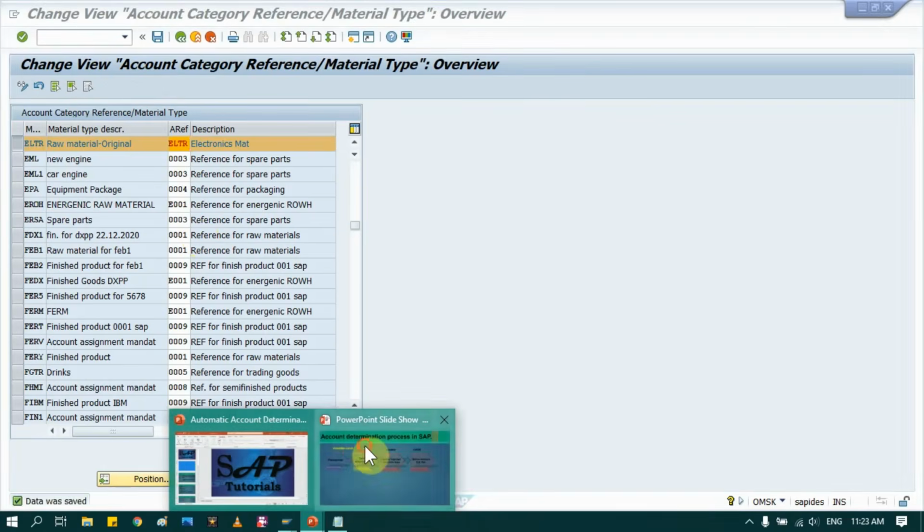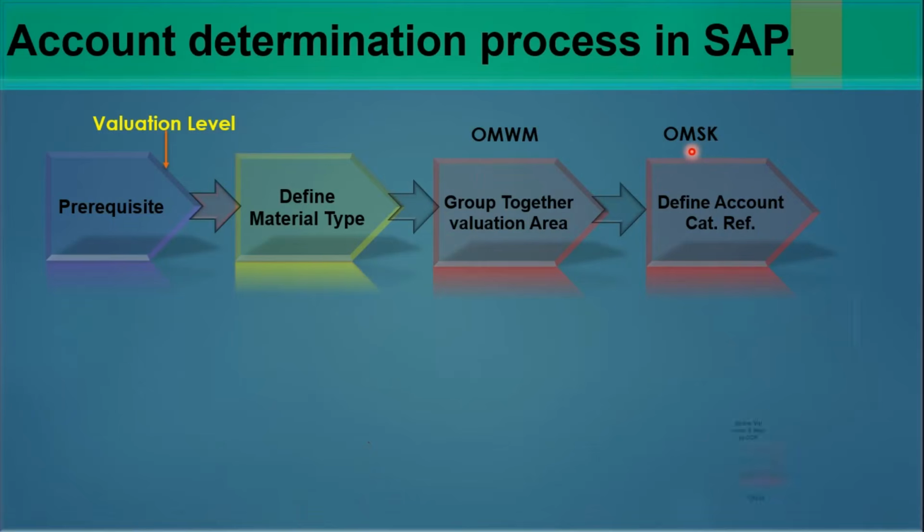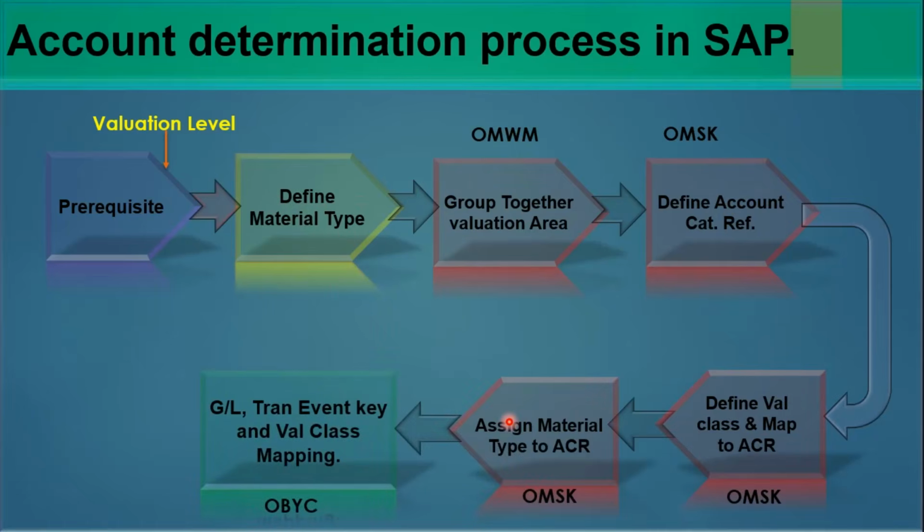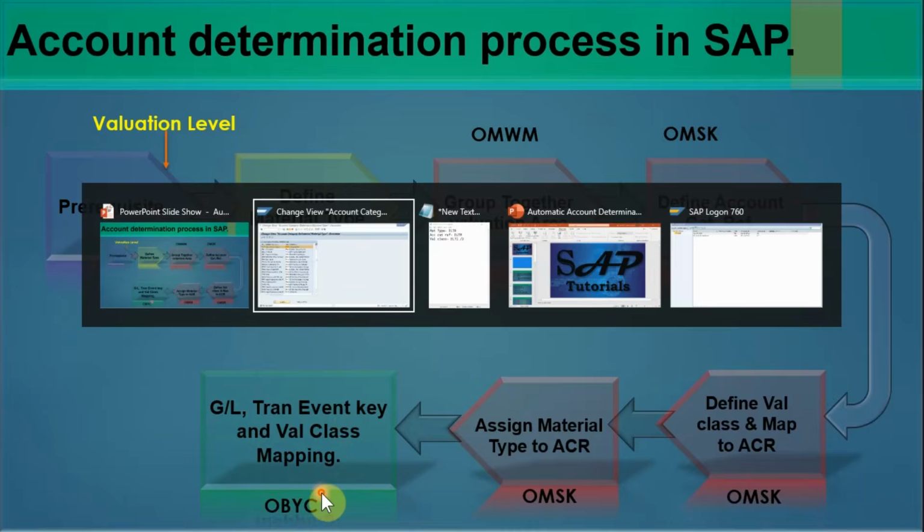So let's see what we have seen so far. We created the account category reference, then we defined two valuation classes and we assigned the same account category reference to them because we wanted two valuation classes in our material type. Then next we assigned the same account category reference to the material type that we have created here. And lastly what we will do is assign GL accounts to the transaction event keys and valuation classes. So where to do that? In OBYC code. So let's see.